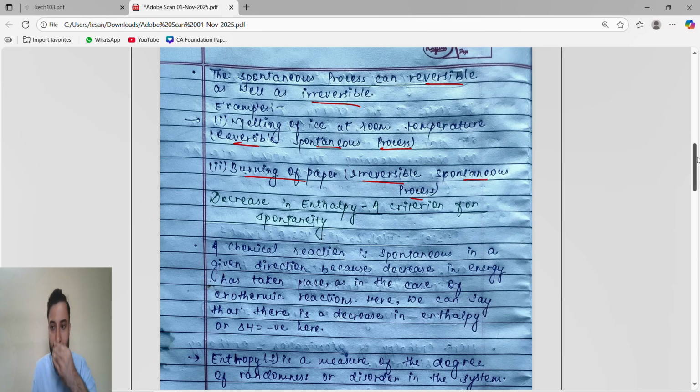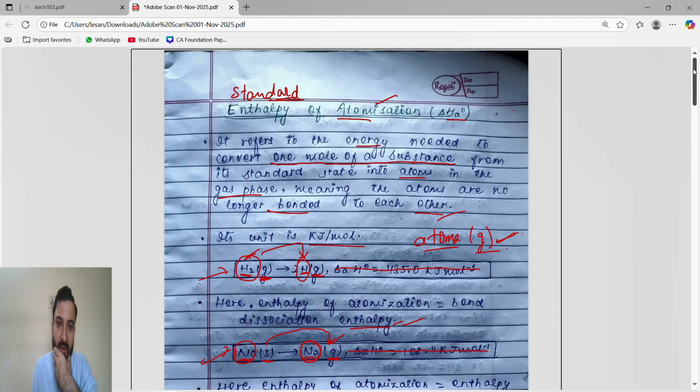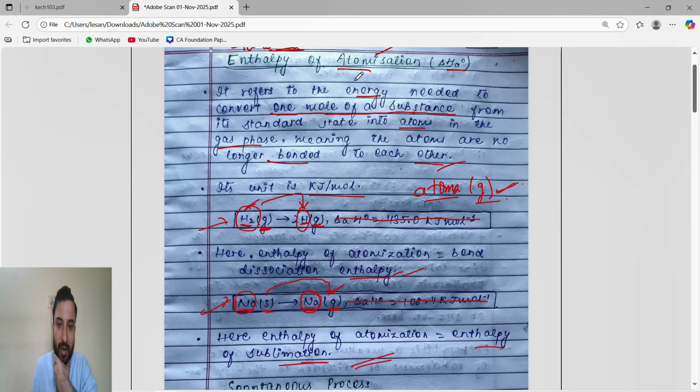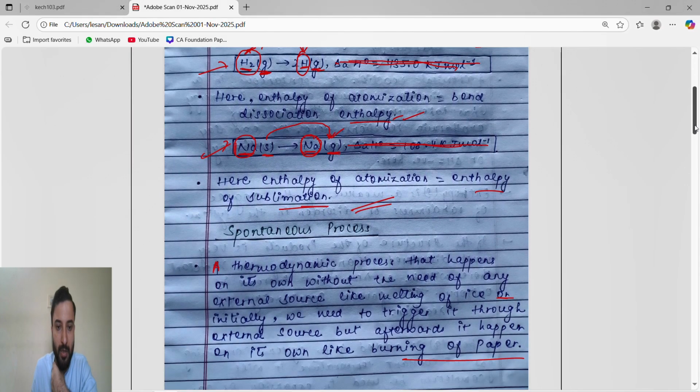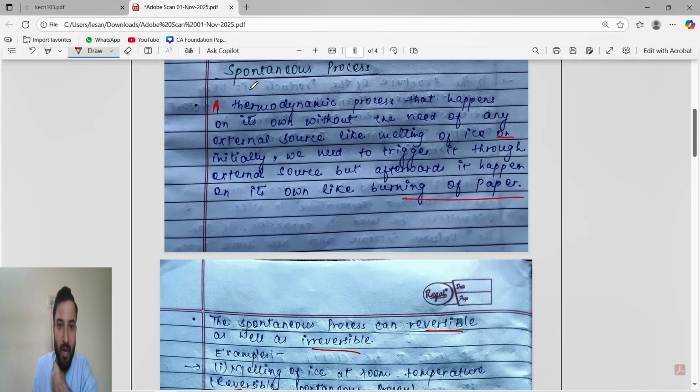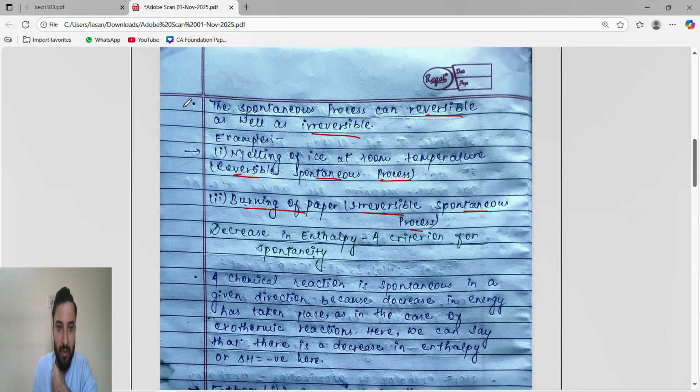Okay, so this one, standard enthalpy of atomization, you have to write all the notes, just don't write these values, no need of writing these values. Other than that you have to write the whole notes. Then the spontaneous process, you have to write down this, the spontaneous process part, down till here. And I hope you understand the spontaneous process also, right?